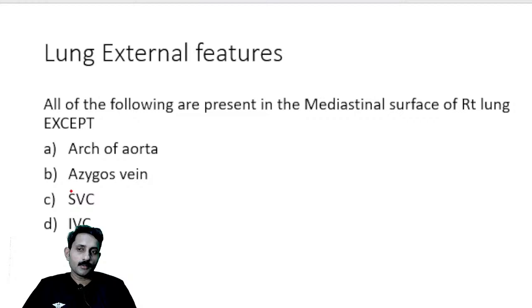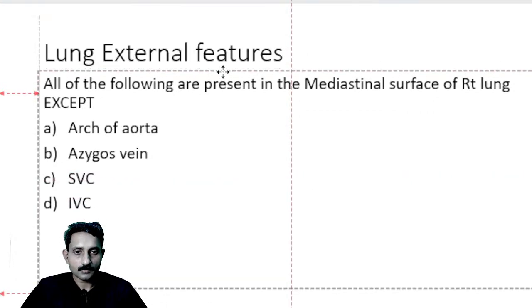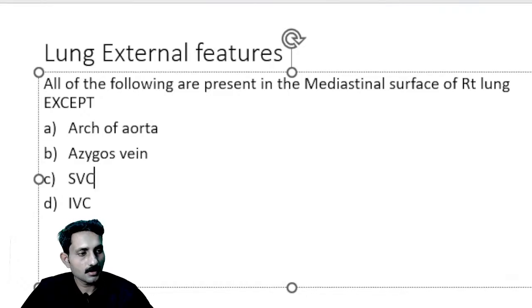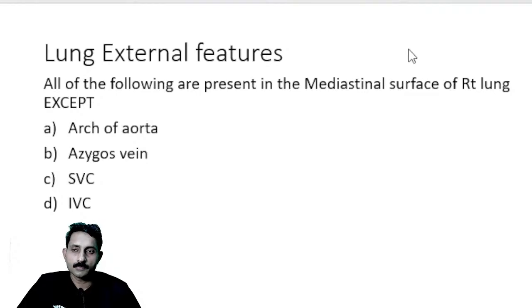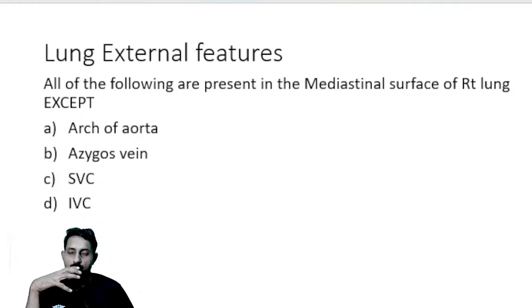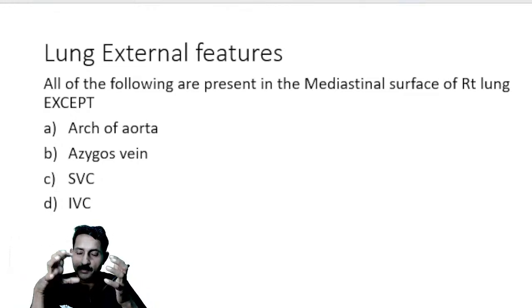Now we'll move on to a commonly asked topic, that is the external features of the lung. What are the external features of the lung? Now, where is the lung? The lung is located on either side of the heart. We have the heart in between.